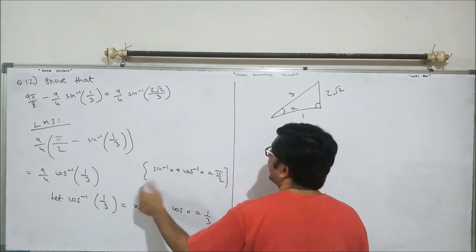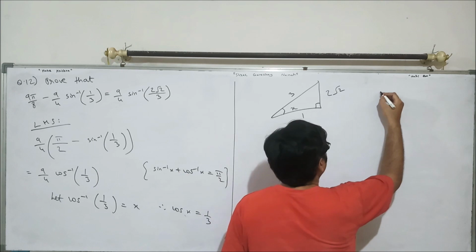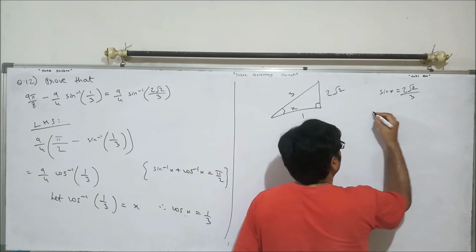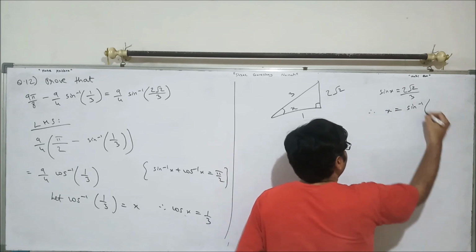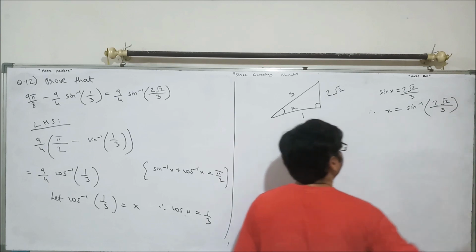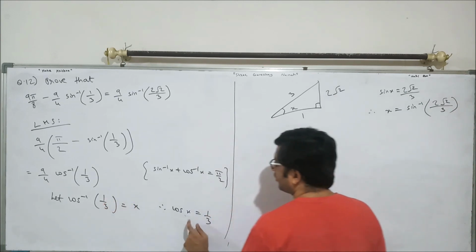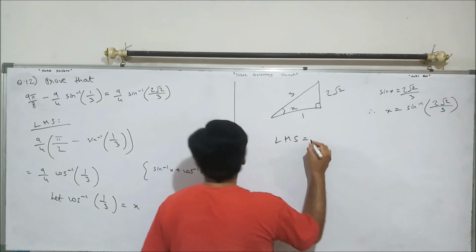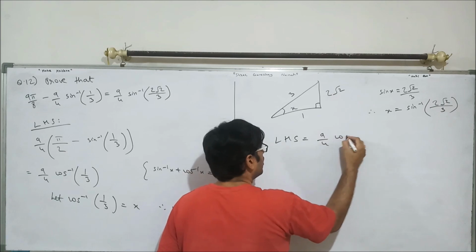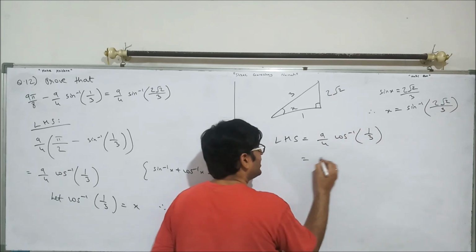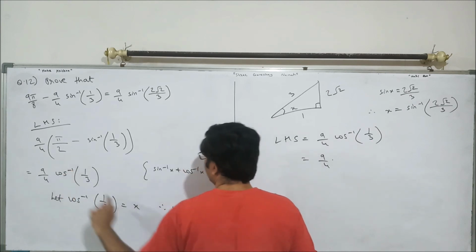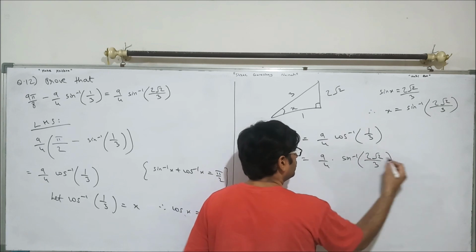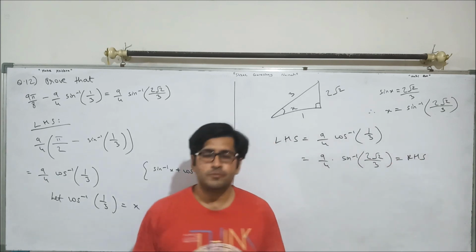So what do we need from this now? We need the value of sine, because the sine term is present in the RHS. So what will be the value of sin x? Opposite upon hypotenuse, so 2 root 2 upon 3. Therefore we can say that x is sin inverse of 2 root 2 upon 3. But what was your x initially? x was cos inverse of 1 upon 3. So the LHS that we initially had, 9 upon 4 cos inverse of 1 upon 3, in its place we write 9 upon 4 sin inverse of 2 root 2 upon 3, which is your RHS. Hope students you got it.